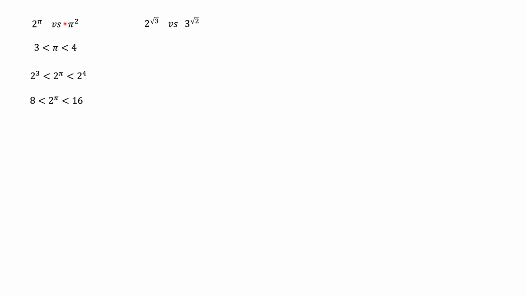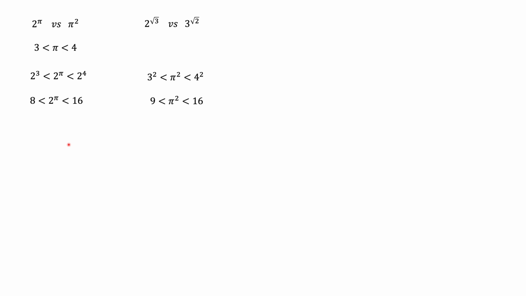In a similar way, we can estimate pi square. We just take this inequality and square it. We can do it because square function is monotonically increasing function as long as the argument is positive. So that's what we're going to get. And again, we got pi squared between 9 and 16. Notice this rough estimate doesn't really help us because these ranges, range for 2 to the power of pi and pi square, are overlapping. We want to find the ranges which do not overlap. In this case, we can clearly say which number is larger, which number is smaller.